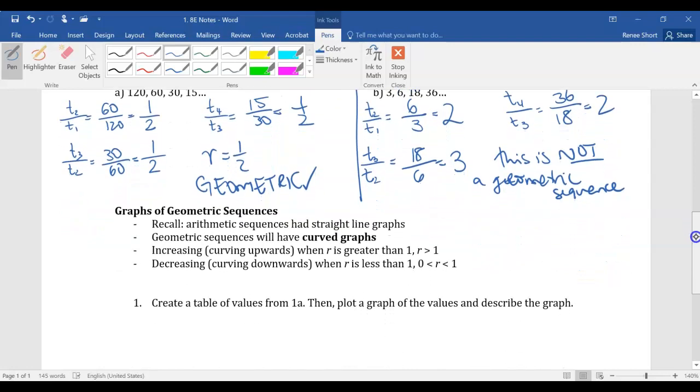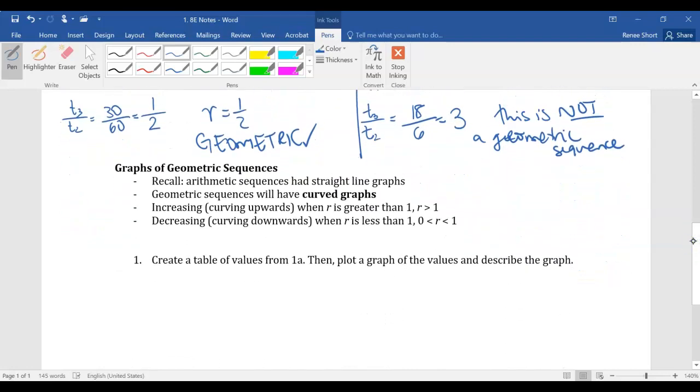We also, with arithmetic sequences, spoke about graphing them. Now, when we graphed arithmetic sequences, they had straight line graphs because we were constantly adding or subtracting the same amount over and over. Geometric sequences, however, will have a curved graph, and so they will be increasing or curving upwards when r is greater than 1. So when we have an r value that's larger than 1, up. It'll start to curve down if r is between 0 and 1, because that means we're timesing it by a half, so we're shrinking the number down each time.